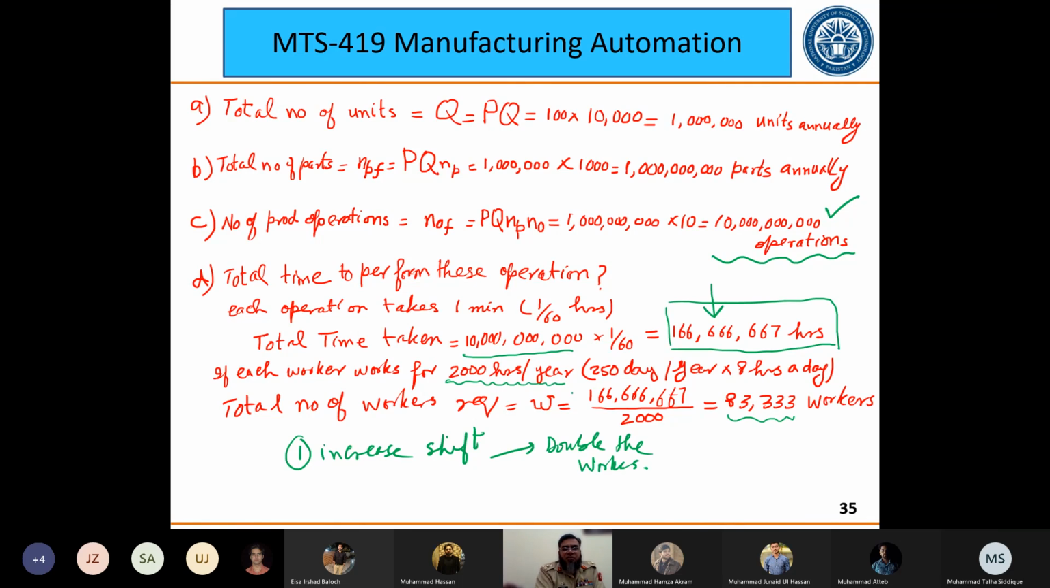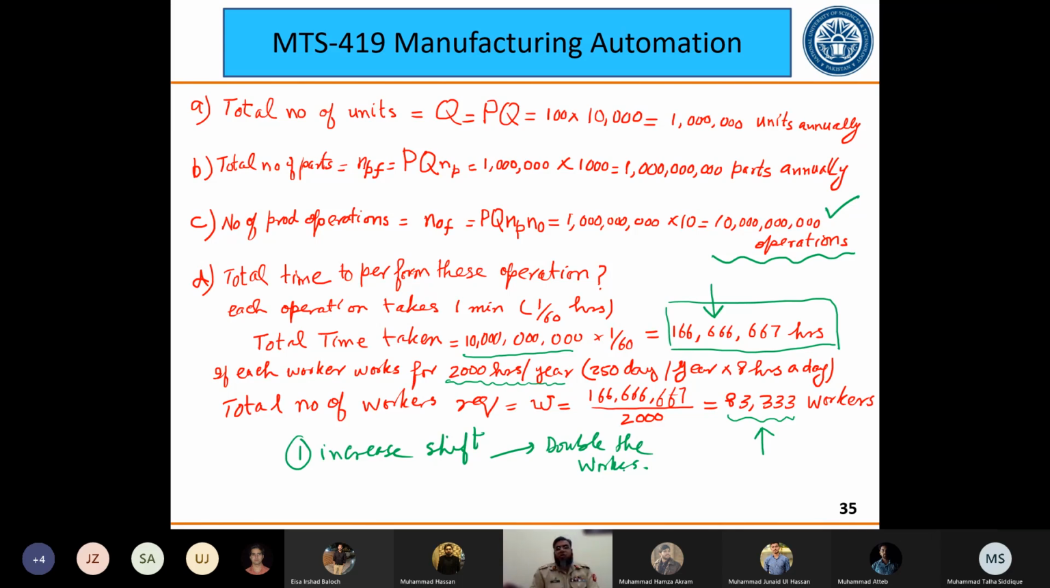So if a worker works for 2000 hours per year, 8 shifts, 250 days, so the total number of workers required would be 83,333. If you want to make this number of products in less than a year's time, let's say 6 months, what you need to do is add one more shift, but your workers would be doubled.